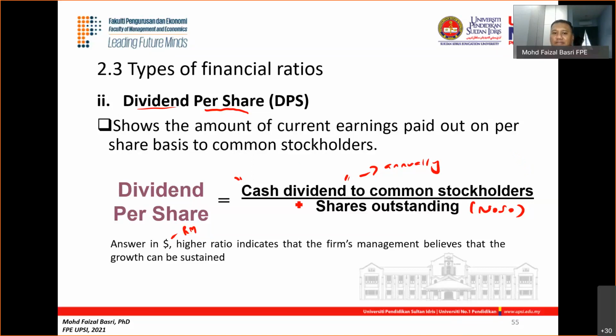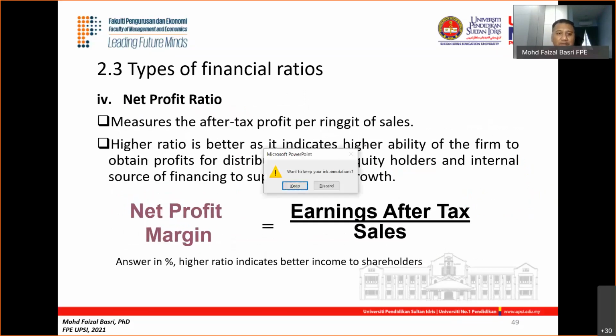Okay, so where to get this cash dividend amount? It can be found in income statement as well, if there is. Okay, bear with me 1 second. I don't remember where I put it in the notes. Just a moment, let me keep track.